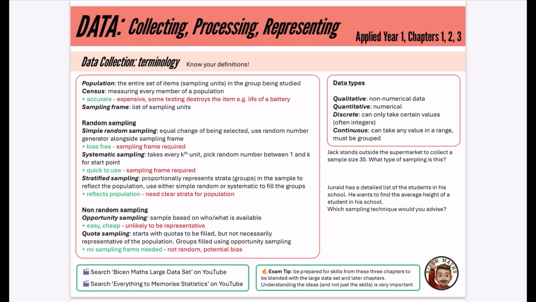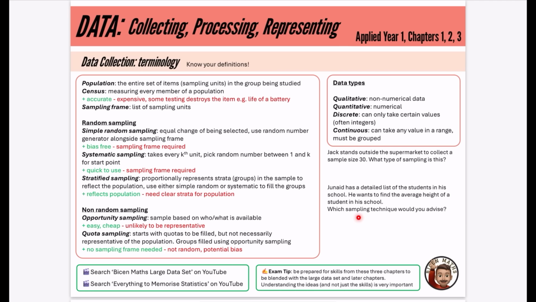Okay, so we are finally getting around to the applied videos. And we're starting off with Stats Year 1, which is Applied Year 1, Chapters 1, 2, and 3. This is data collecting, processing, and representing. I've combined 3 chapters into one because there's a lot of overlap with them and they often get asked about with each other in exams as well.